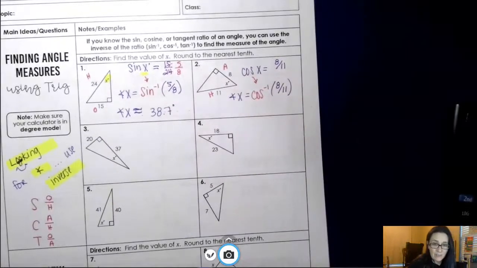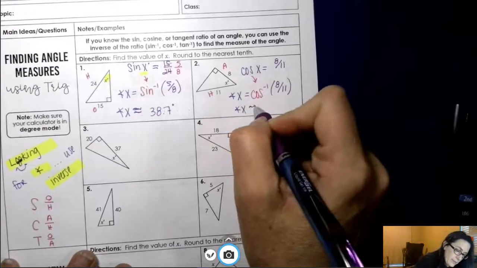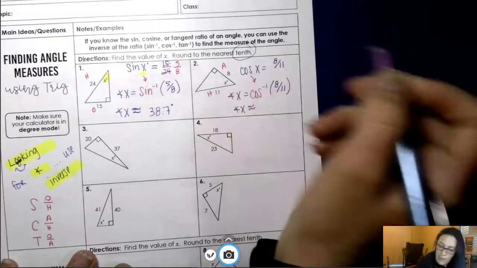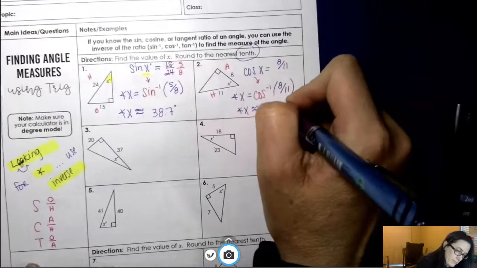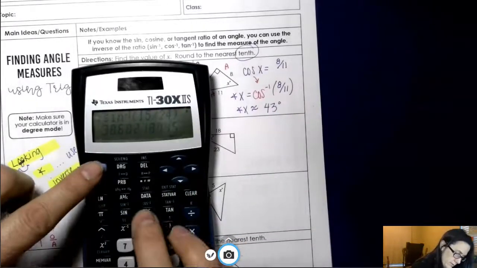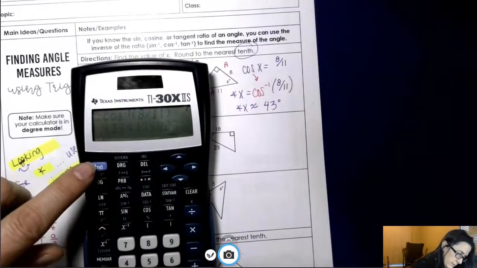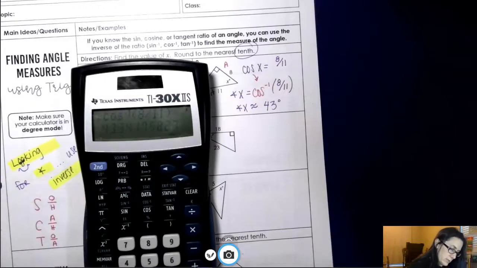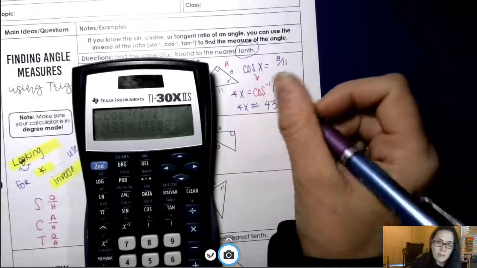That is it right here. That's all we have to do. Okay? Plug that in your calculator. You get angle x is approximately, because we're rounding to the tenth, I got 43 degrees. Inverse cosine, 8 over 11, 43.3. You could do 43.3. I think I ended up putting whole numbers for some reason, but 43.3.